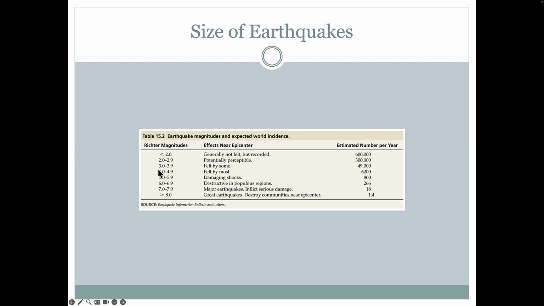We don't even get into earthquakes people feel till we get up to 3.0 to 3.9. Once we're above 5, we can start getting some damaging shocks. And then once we're at 6 and above, we can get some very catastrophic earthquakes. The good news is the number of these goes down. We only get about 18 events per year that are in the 7.0 to 7.9 range. But that still is a significant number and can cause a lot of damage and death.